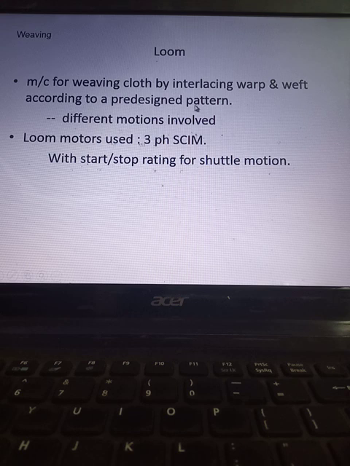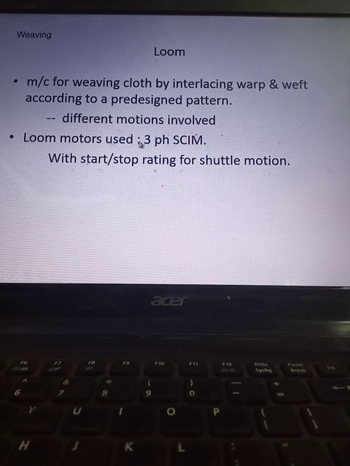Depending on this design pattern we expect, the motions are to be accordingly realized. What thread, how to interlace, in what way to interlace, so that when the cloth is made, it will give you that visual effect as you expect it. So the loom motor: looms can be manual, looms can be motorized also. Nowadays they are motorized mostly.